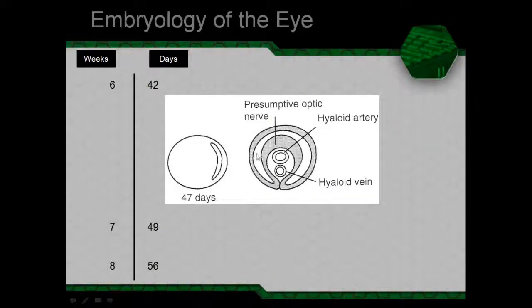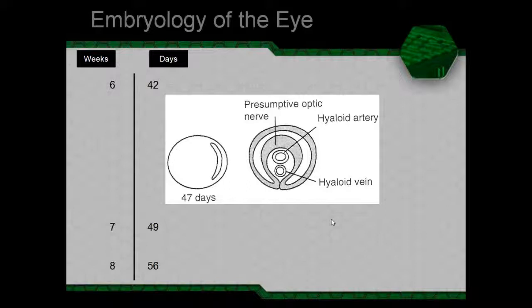Now, at around 39 days, the lens vesicle basically begins to differentiate into the lens. Now, this still continues at about 47 days. Okay, now at around day 37, the choroid fissure of the optic stalk basically closes, and that allows it to enclose the hyaloid artery and vein. Now, the hyaloid artery, as I mentioned, supplies the lens vesicle from day 32 when it forms, as well as the developing retina.